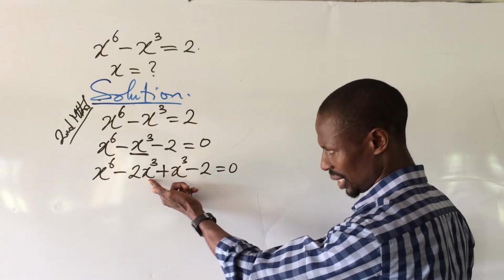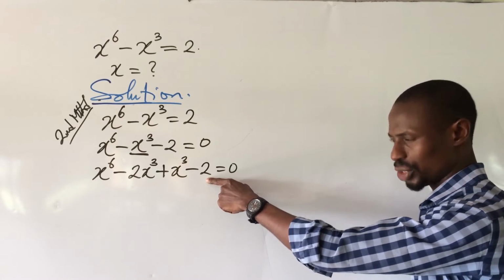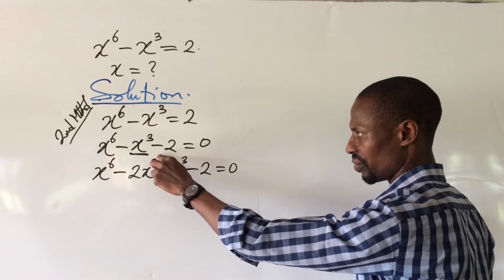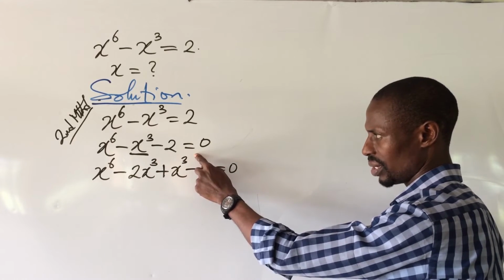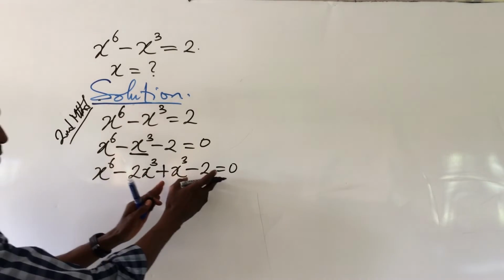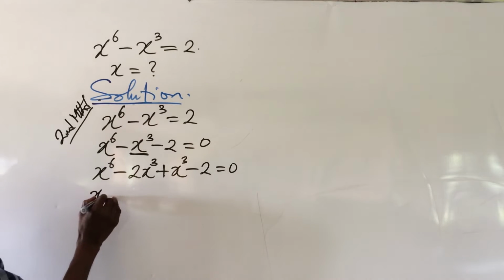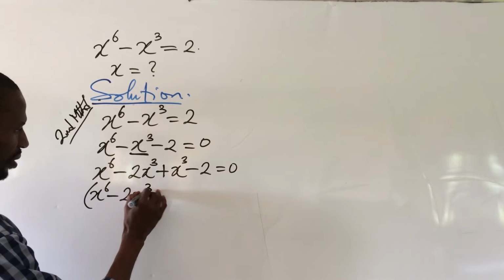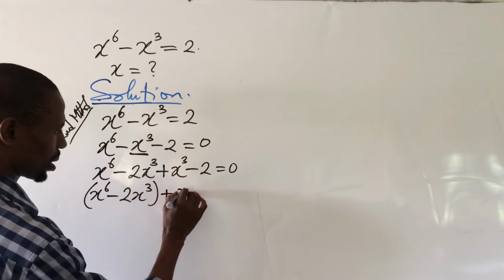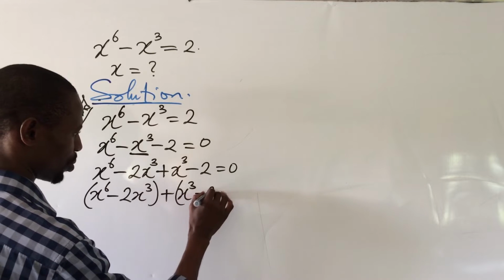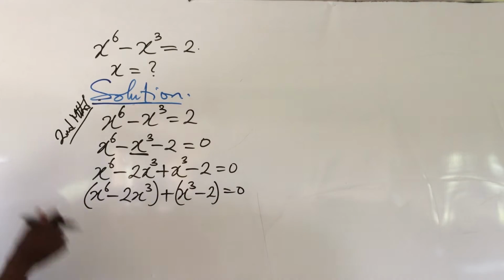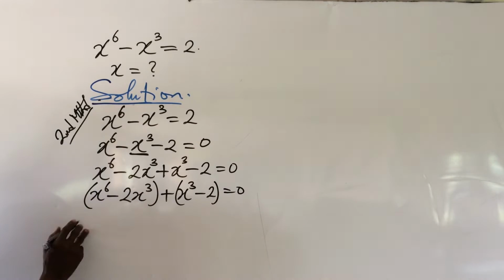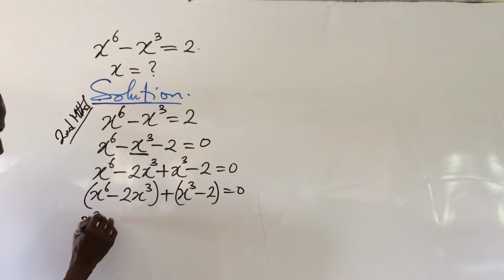So I decided to use this because of the presence of this 2 here. Hence I decided to use this minus 2x to the power of 3 plus x to the power of 3. So with this, we can group this and group this. So if I write this, we have x to the power of 6 minus 2x to the power of 3, plus x to the power of 3 minus 2, equal to 0. So from here, let's factor out x to the power of 3 because it's common here. And so we're going to have x to the power of 3 bracket.